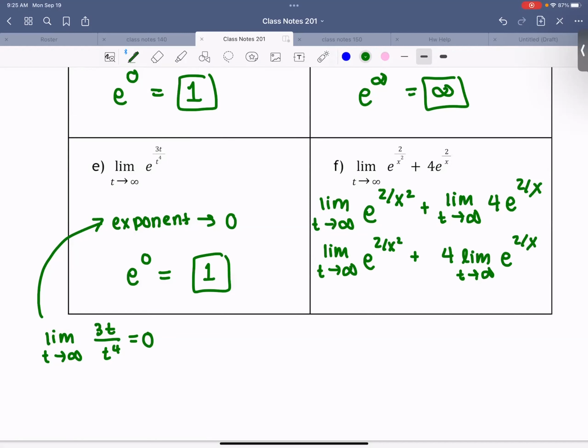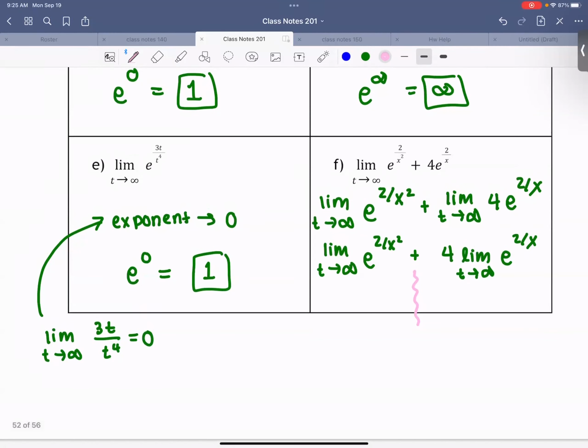So now we have limits that we can actually deal with. You can skip this step and do this in your head, but I think it makes it a little bit easier. Okay. Why don't we focus on one limit at a time? Let's take a look at our exponent, 2 over x squared. When I'm saying what the exponent goes to, I'm saying what's the limit as t goes to infinity of my exponent, 2 over x squared. What is that limit?